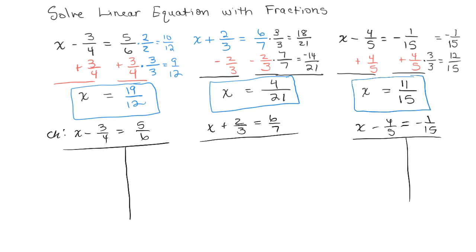Okay, so for the first one, we're going to plug in 19/12 for x. And then I have minus 3/4. And again, I'll need a common denominator, so I'm going to multiply this fraction by 3 over 3. So that gives me 19/12 minus 9/12, which is 10/12. And I want to reduce it. That'll be 5/6. And on the right side, there's nothing to do. I have 5/6, so it checks out.